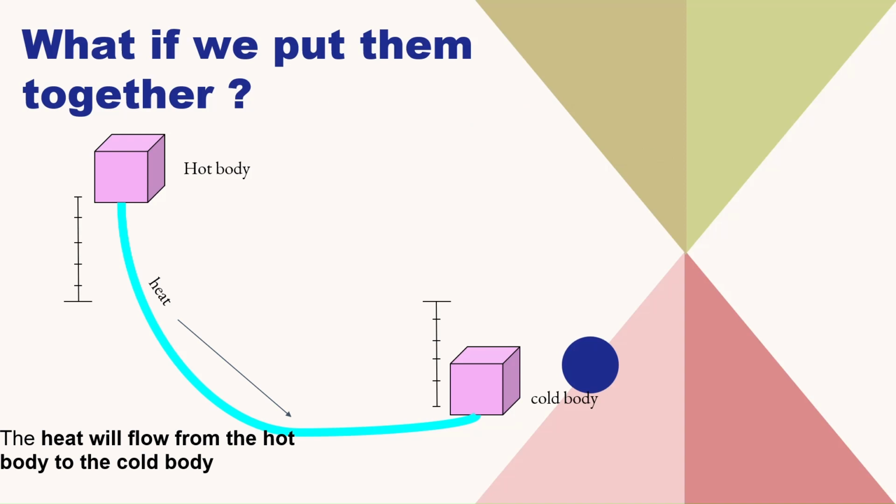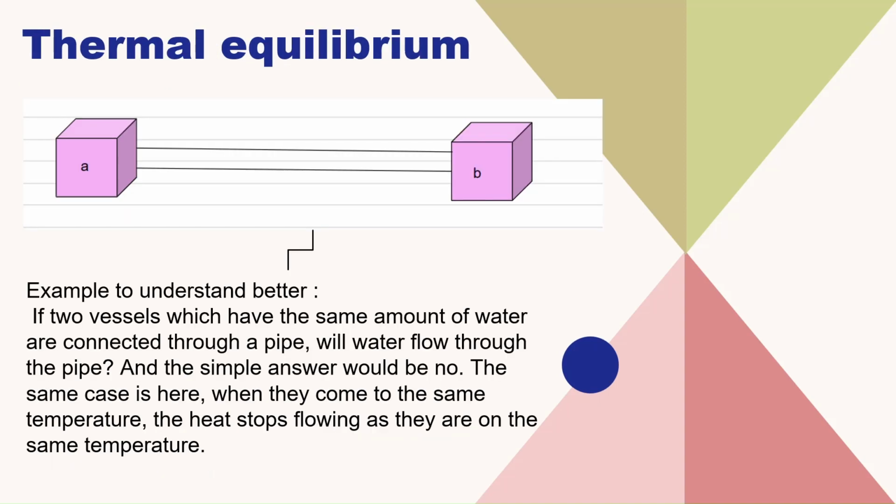So what if we put them together? The heat will flow from the hot body to the cold body. So after what time will the heat stop flowing from body A to B? After some time, when all the heat from body A goes to body B, now slowly the particles or the molecules or the atoms in body A are becoming less active, and the molecules in body B start becoming more active and bouncing against each other. And that's why they are on the same height now, or they have the same temperature.